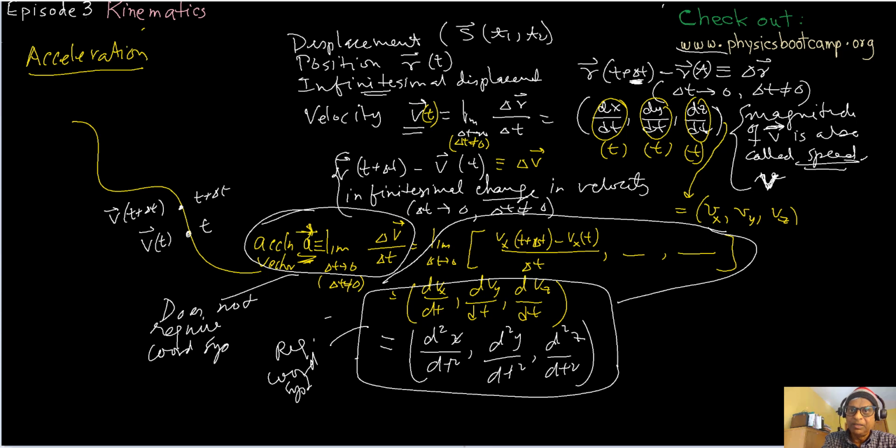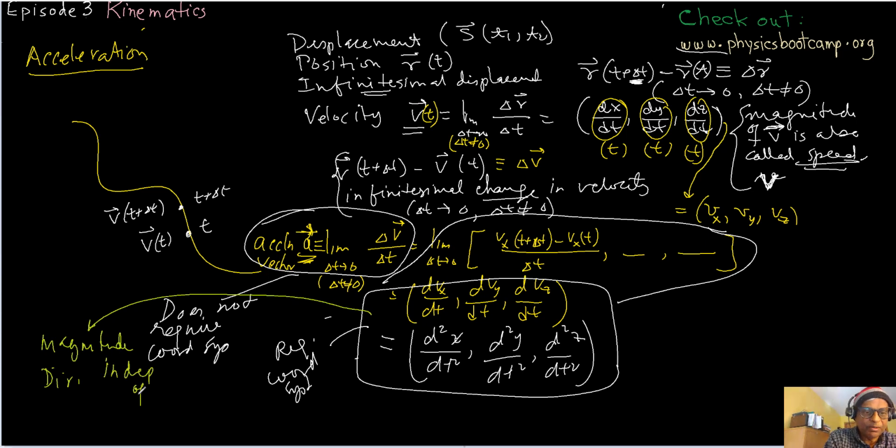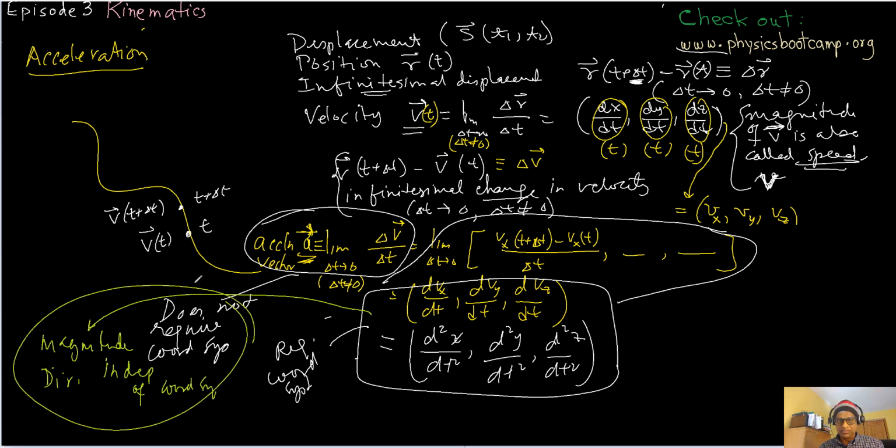So the magnitude will be a number that will not matter how you choose the coordinate system, and the direction in space will not matter which way the coordinate system is pointed. Of course, the values of theta and phi will depend on which coordinate system you choose, because they are tied to the coordinate system. But the magnitude is independent of the coordinate system. So these are coordinate independent quantities.